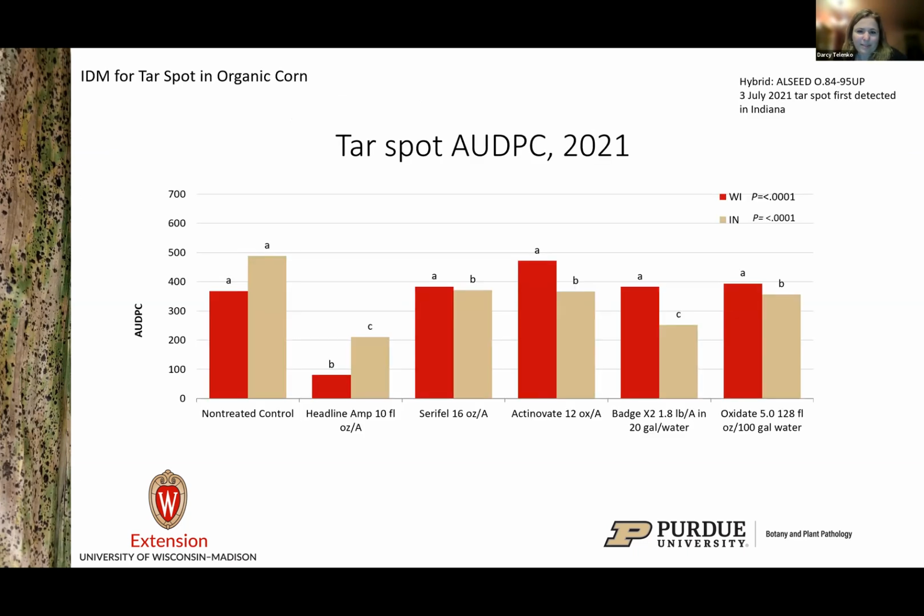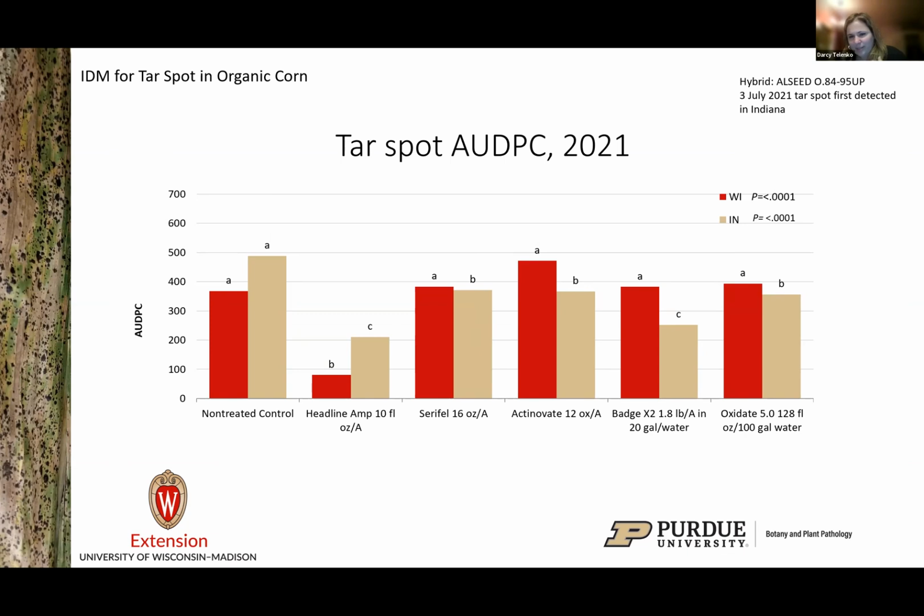slow down the disease. And so looking at Indiana here, actually both Indiana and Wisconsin. So I colored Wisconsin red, Indiana's gold, yellow. So again, our Headline AMP is our standard fungicide. We can get good protection from tar spot in both locations. But I did have a couple products in Indiana that seemed to reduce the disease slightly. So the Serifel had a little activity, Actinovate had a little activity, Badge is the copper, that's a protectant again, did provide activity there. So actually we saw some activity in all the products in reducing disease slightly.